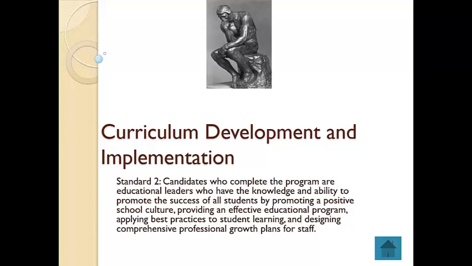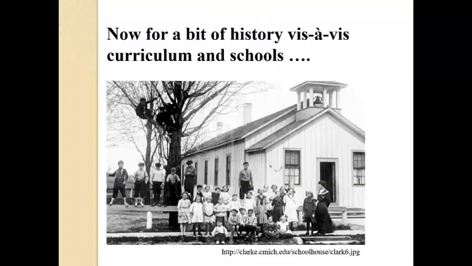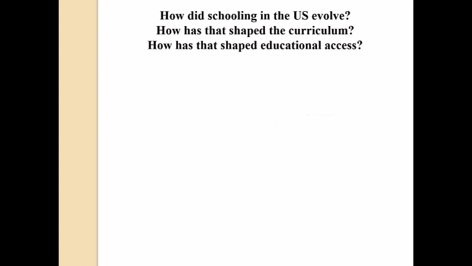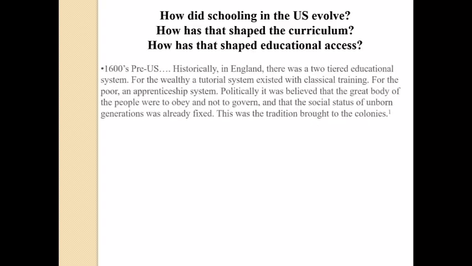So with that, I want to give you just a brief history of education vis-a-vis curriculum and schools. Okay, and so I'm not going to read all these slides. There are a lot of words on these slides. You have a copy of these slides. I just want to point out the highlights of how we got to where we are today in the first part of the 21st century. So how did schooling in the U.S. evolve? How has that shaped the curriculum? And how has that shaped educational access? So these things are the big picture items that we're going to take a very cursory look at.